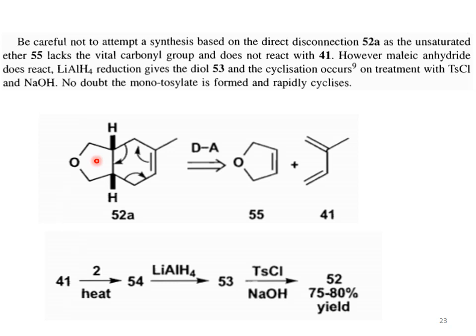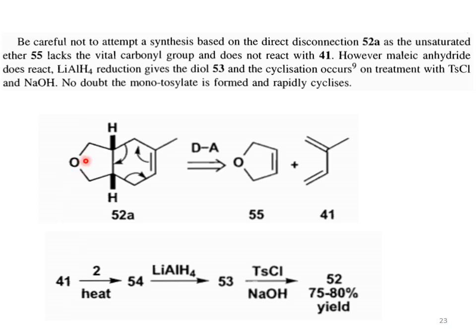But remember, if we try a disconnection, then this bond moves over here, and this over here, and this over here, and then we have the diene, that is the same diene, and the dienophile is like 55. This is an unsaturated ether. This ether does not fulfill the requirement of the dienophile which is used in the Diels-Alder reaction. See, be careful, do not attempt a synthesis based on the direct disconnection. If we have an ether linkage, then do not do the direct disconnection.